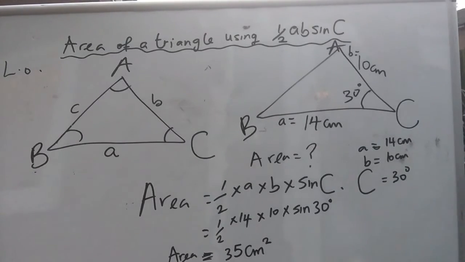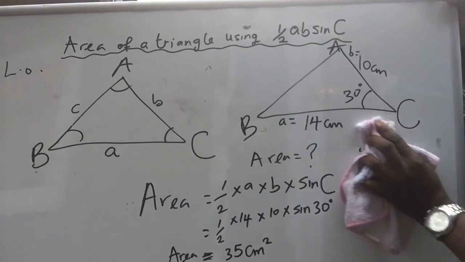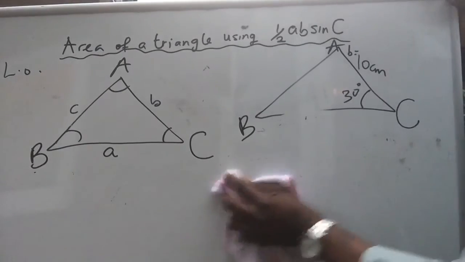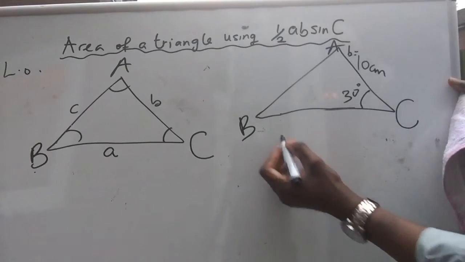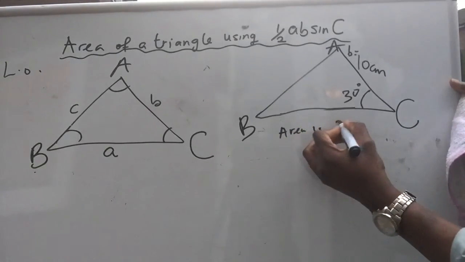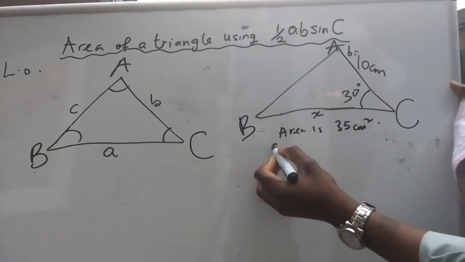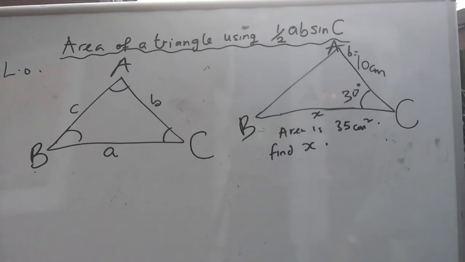Okay, having said that, sometimes you could be given the area. So the question could say the area is 35 centimeters squared. Find the missing length x. What do we do? Basically, we are working our way backward.